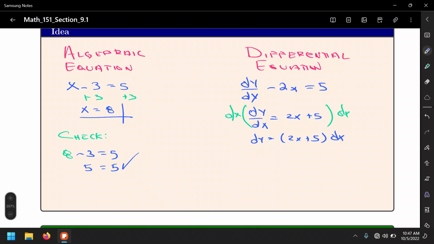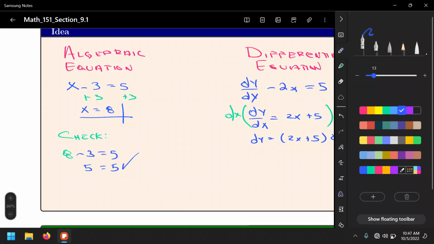In the same way that we solved the algebraic equation, we were always doing the inverse operations to isolate the x. In this case, we are doing all the inverse operations to retrieve y, the function whose first derivative minus 2x equals 5. We already did the opposite of subtracting 2x, which is to add it on both sides. We already did the opposite of dividing by dx, which is to multiply both sides by dx. Now, we need to get rid of these differentials. What's the inverse of a differential? The integral. So let's integrate both sides.